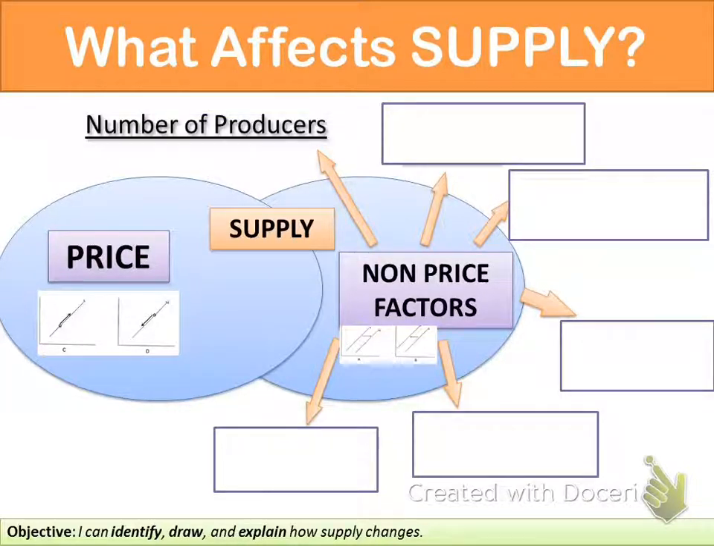So these are those 6. Number of producers would be basically the number of companies, the number of firms that are supplying a particular good or service. If new businesses start up, it's going to increase our supply.